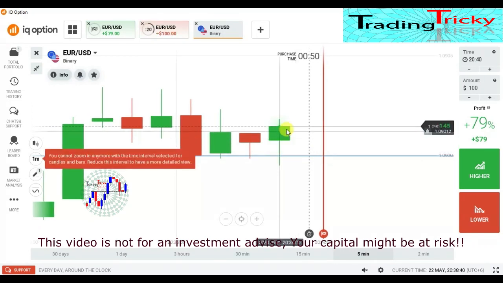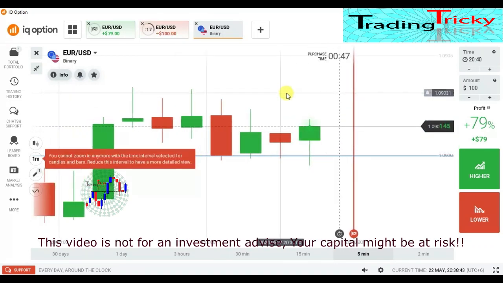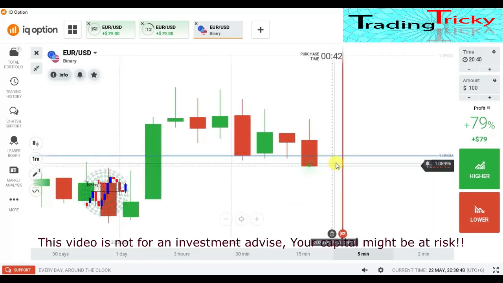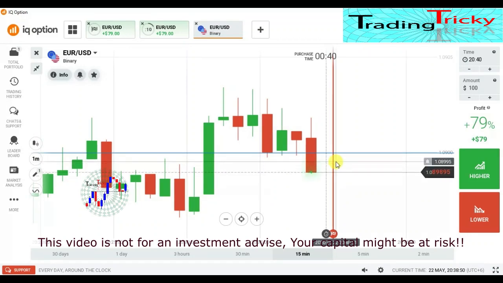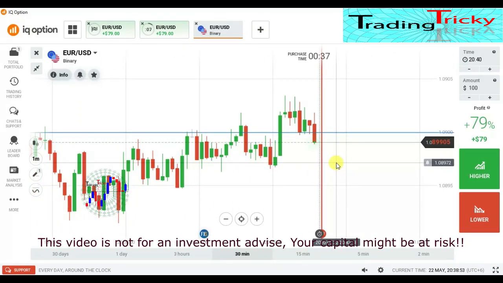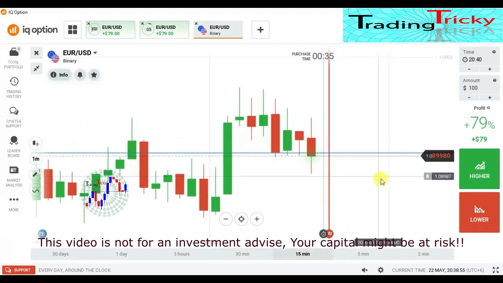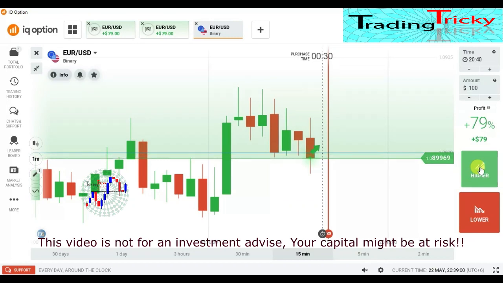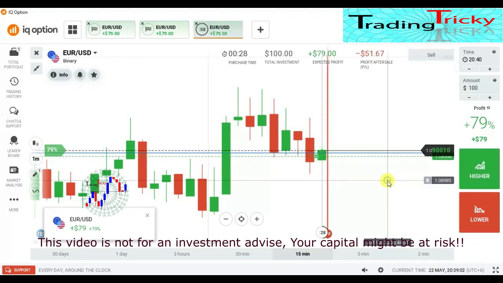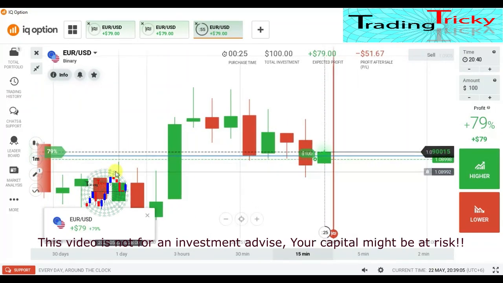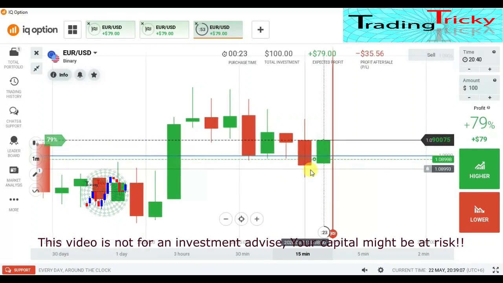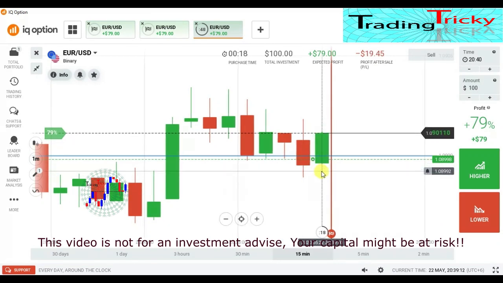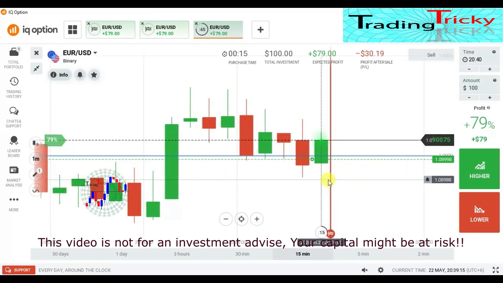Sellers entry, and see, oh, sudden buyers entry again. Okay, strong sellers entry. Oh shit. Okay, I placed a higher option here. I thought that candle was closed here, but it closed below the round number. But again, buyers entry.